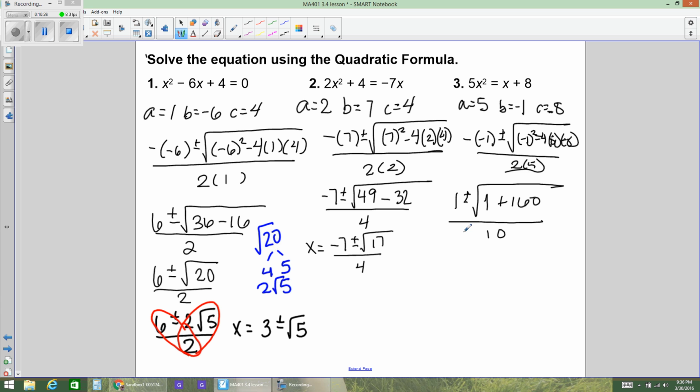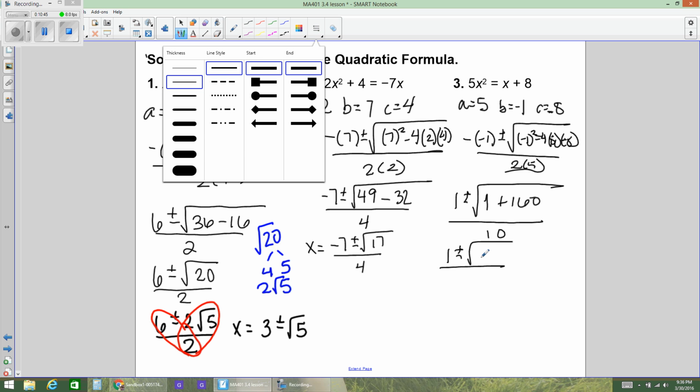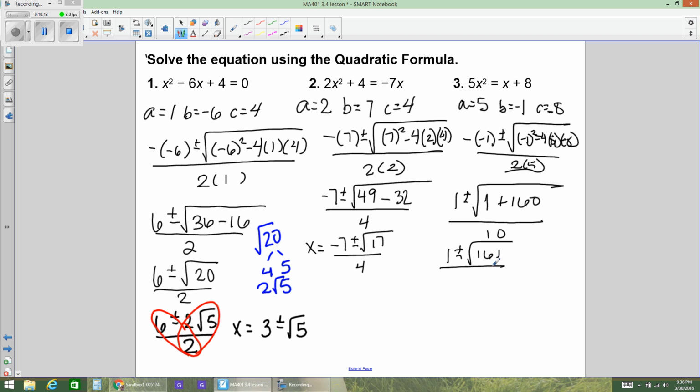So I'm going to keep working here. That's 1 plus or minus square root of 161 over 10. Wow, that is scribbly. Let's get the eraser and see if we can fix that in there. Okay, 161 over 10. Now, does 161 reduce? Nope, it doesn't. And 1 does not reduce or simplify with the 10. So I'm going to pop an x in front of it and we're done.